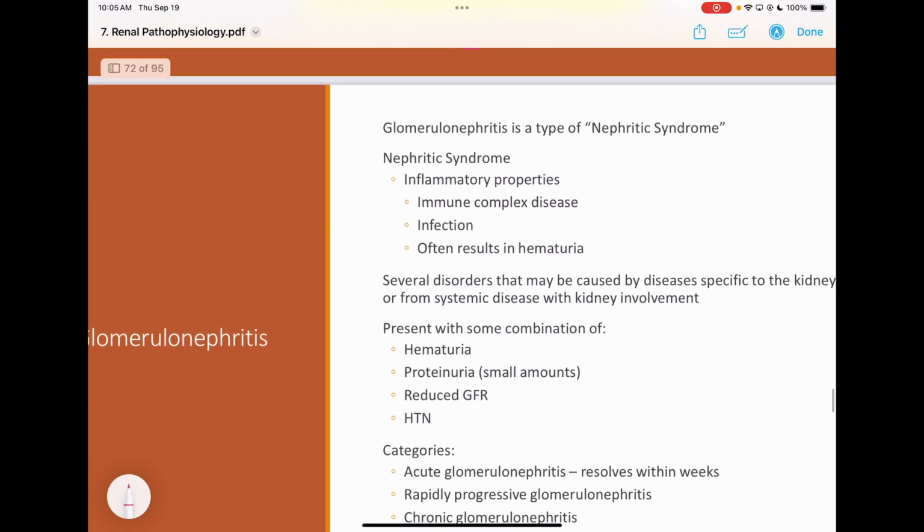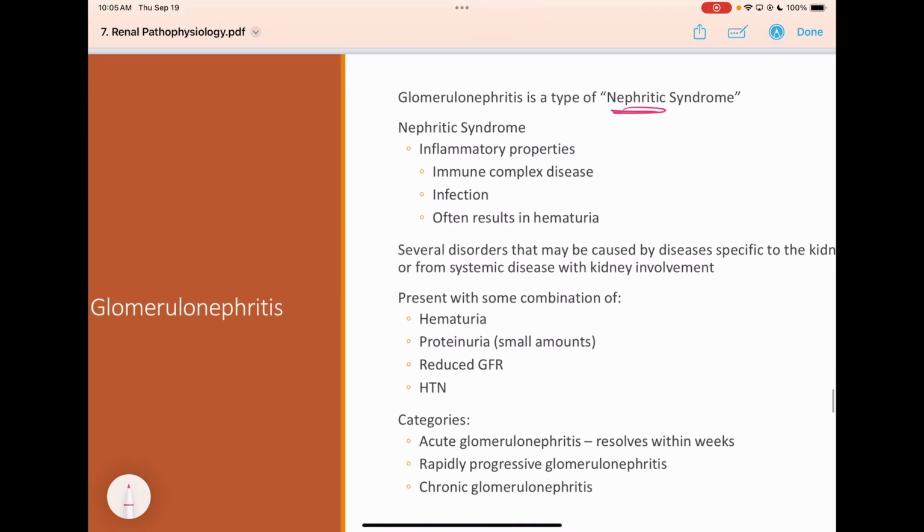So glomerulonephritis is a type of nephritic syndrome. Immune complex disease formation gets deposited here, infection, often results in hematuria. Why hematuria? What's nephritic disease? Yeah, so blood cells are getting into the urine. So you're going to have hematuria because blood cells are getting into the tubes and they're going to come out later in the urine.